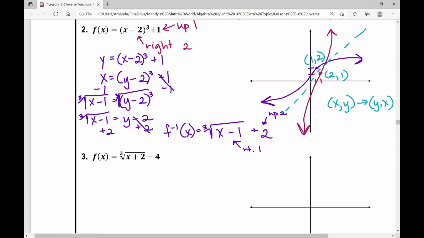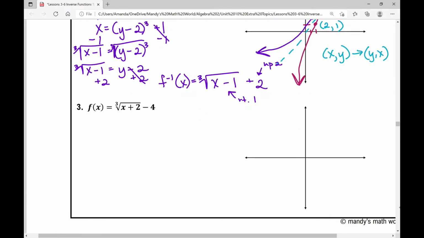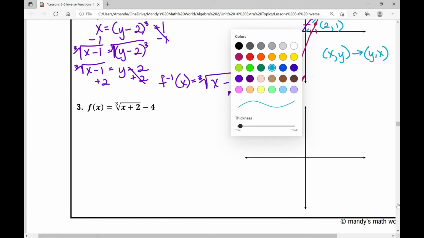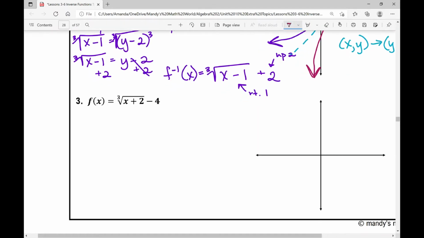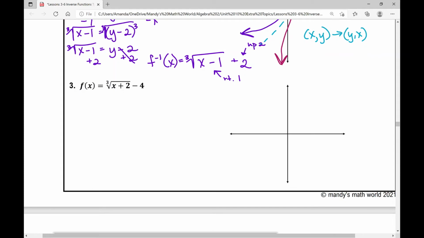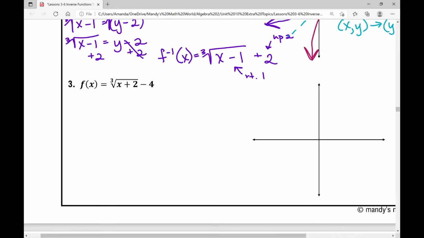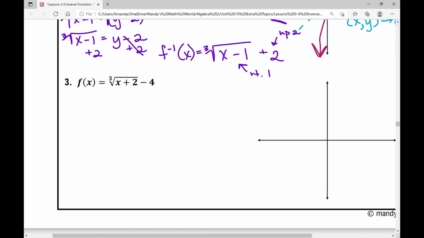So let's move on to this last example for the cubic and cube root functions. And this one right here, the function that we're given is actually a cube root function, and we're going to graph it. We know what the parent function looks like. If we were to transform it, this is going to move our function left 2 and down 4.